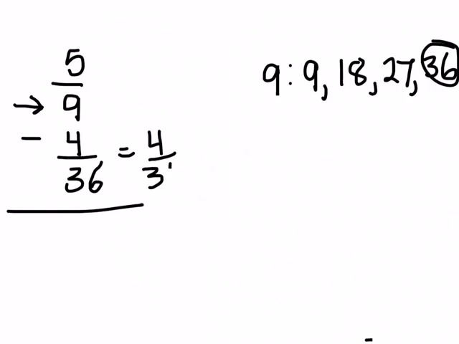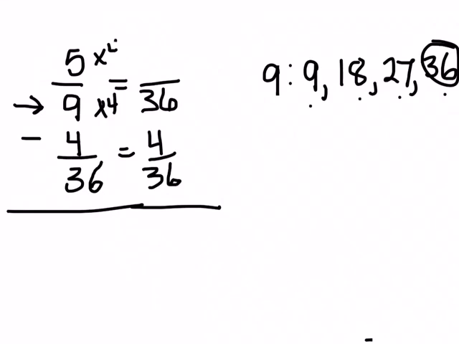So 4/36 can stay where it is. And I need to rename 5 ninths with a denominator of 36. So I know how this pattern works, right? Times 1, times 2, times 3, times 4. So I know that I multiplied by 4. So 9 times 4 is 36. So 5 needs to be multiplied by 4 to get the numerator. 5 times 4 is 20.